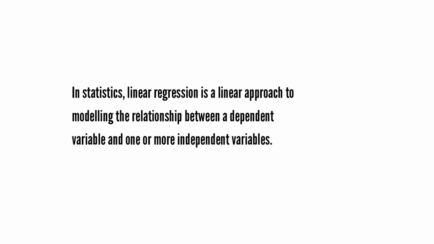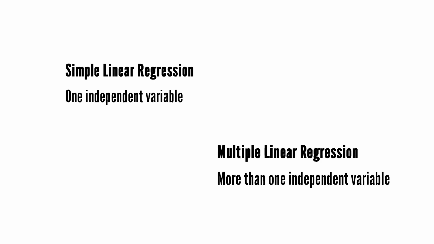In statistics, linear regression is a linear approach to modeling the relationship between a dependent variable and one or more independent variables. So in the case of one independent variable, it's called simple linear regression. For more than one independent variable, the process is called multiple linear regression. We'll be dealing with simple linear regression in this tutorial.